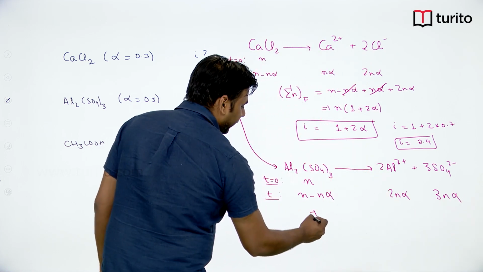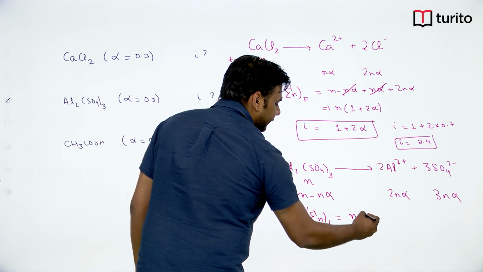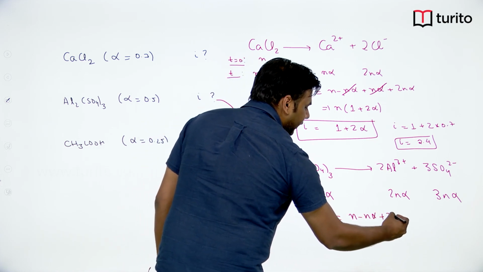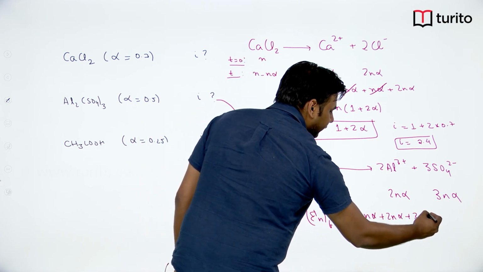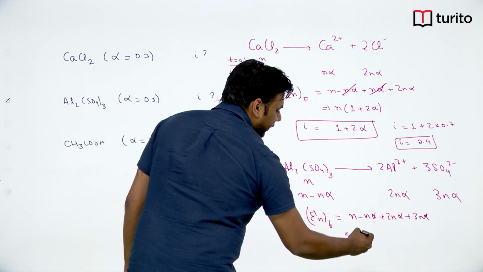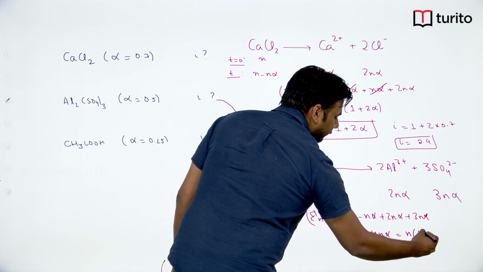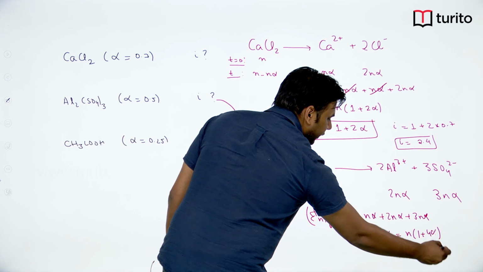So the total number of particles finally would be n minus n alpha plus 2n alpha plus 3n alpha. So this is clearly n plus 4n alpha, so you can write this as n into (1 plus 4 alpha).